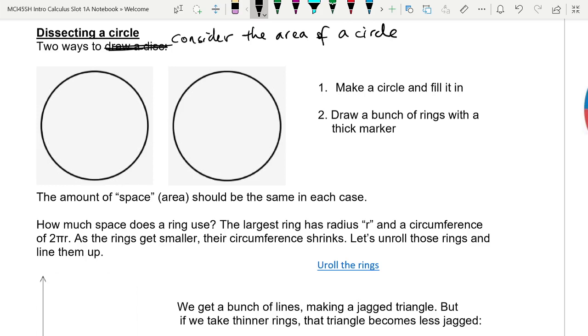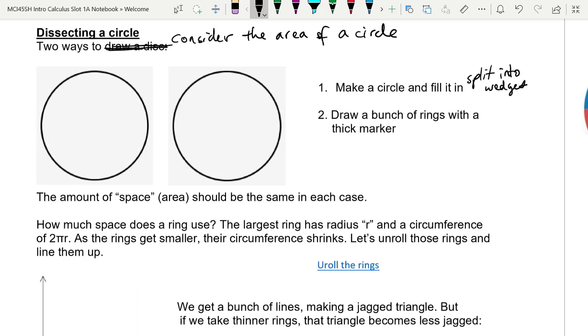And there's actually lots of ways to consider the area of a circle, but this is going to be 2 ways. Okay, number 1, what if I make a circle and fill it in, and by that I mean split it into wedges.